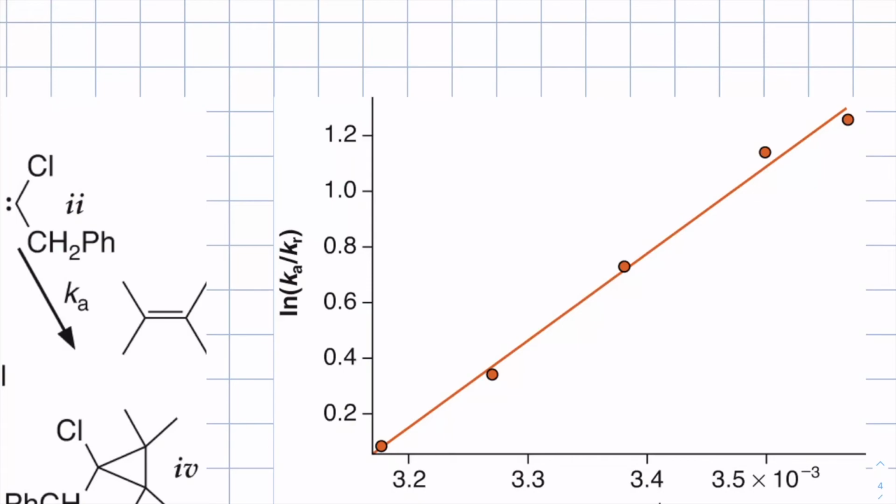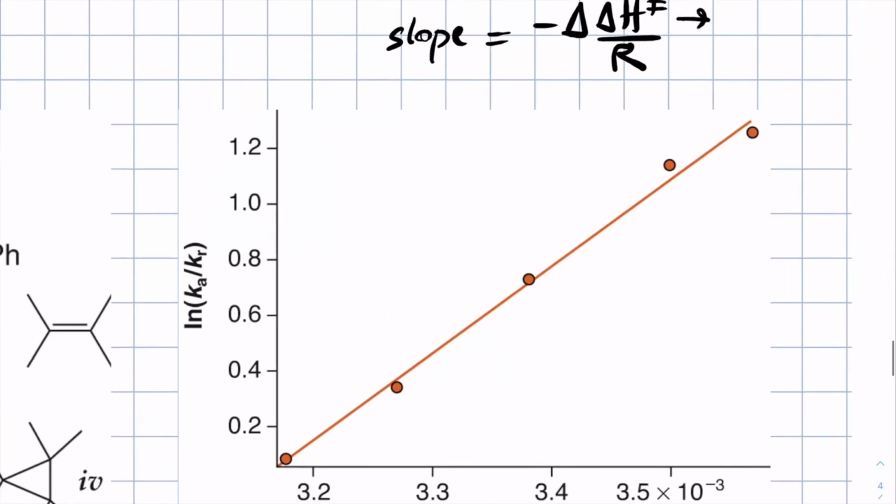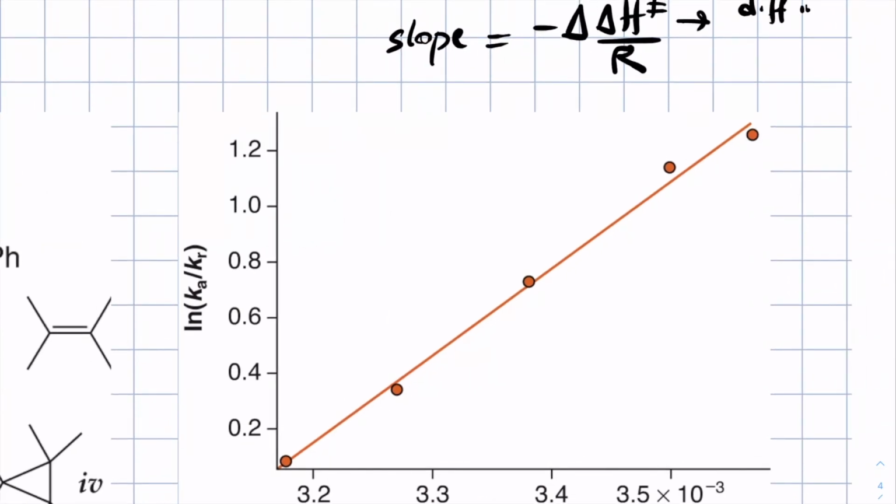Now the slope is positive, and remember that our slope is going to be related to minus delta H over R. If we're doing this as a comparison between two types of reactions, the slope is actually going to represent, and you can do math to show that this is the case, the difference in activation enthalpy between the two processes.